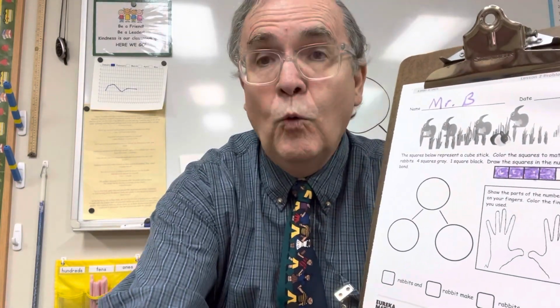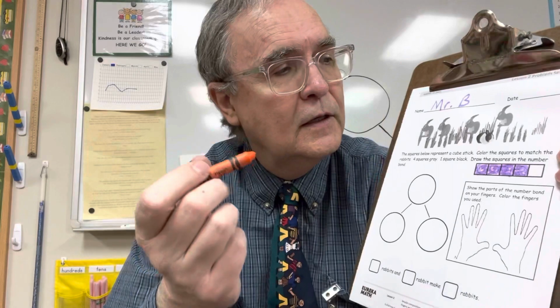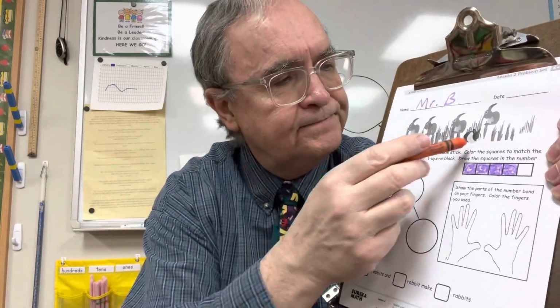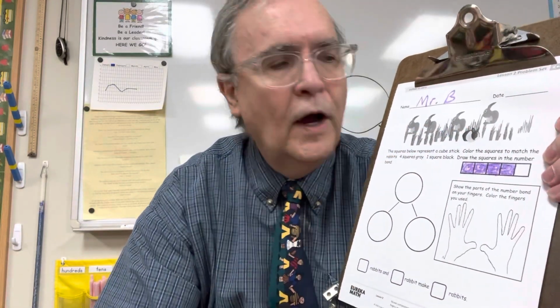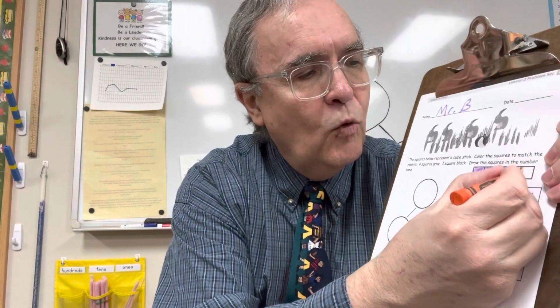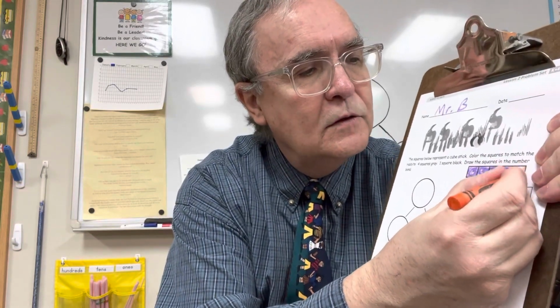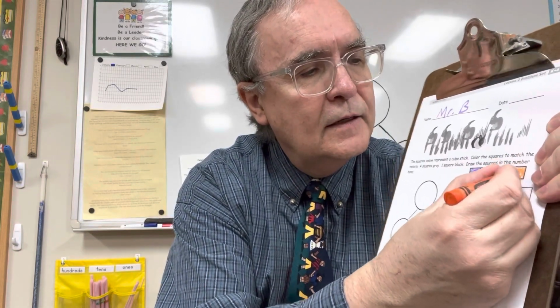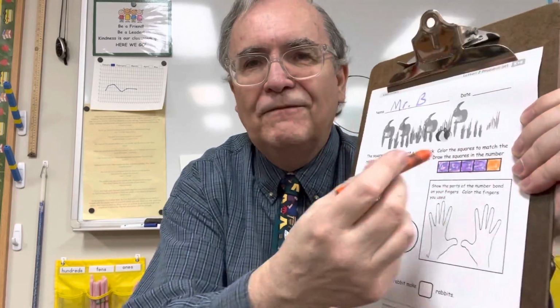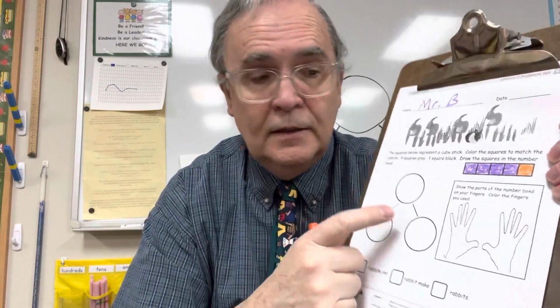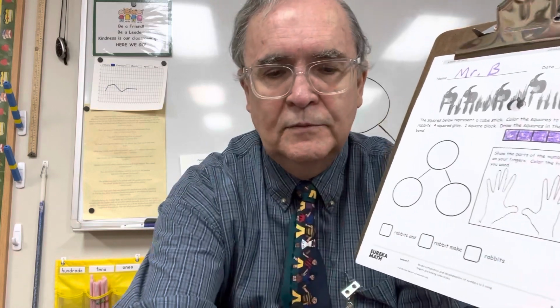Now I'm going to get my orange. You get your other color. How many rabbits are laying down? 1. So I'm going to color in 1 square orange. Okay, now this looks like a 5-stick that has 2 different colors, a purple one and an orange one, right? What we're going to do is we're going to take that 5-stick, break it apart into these 2 parts here.